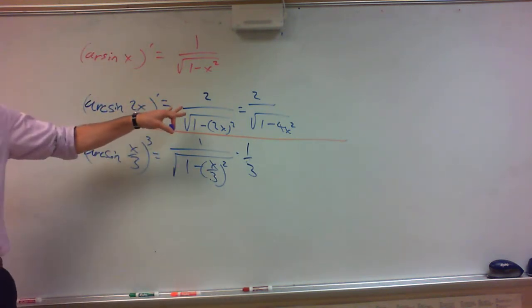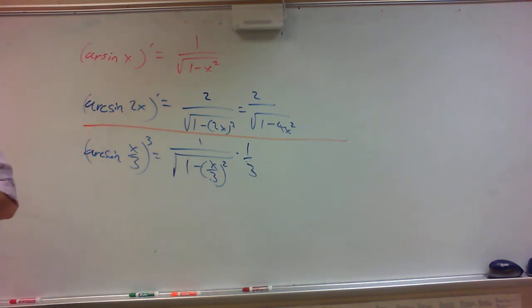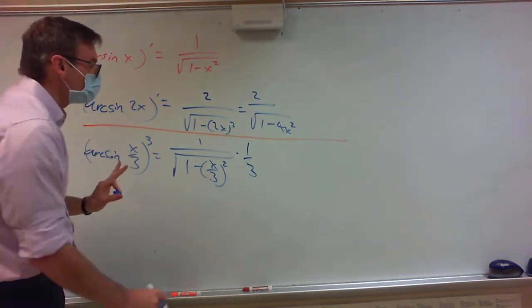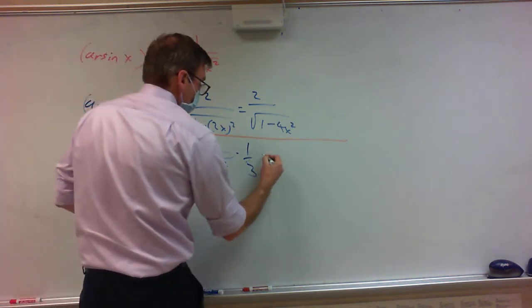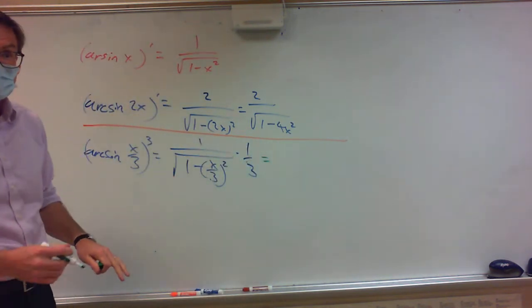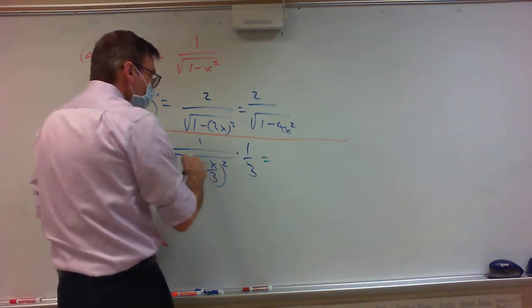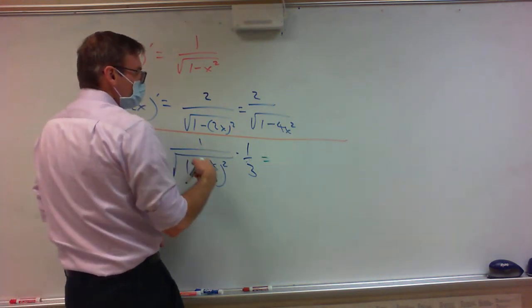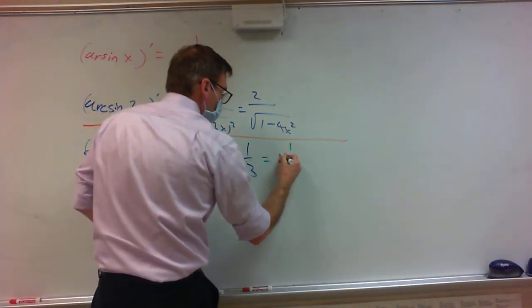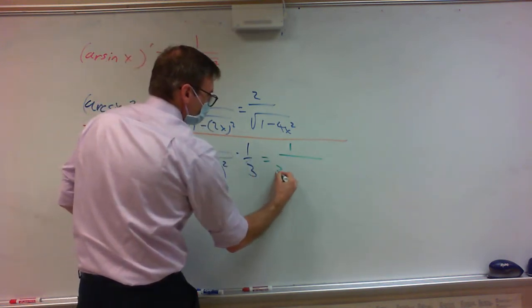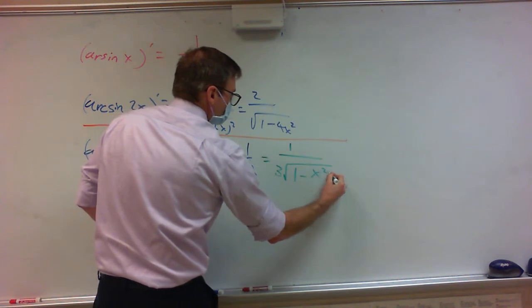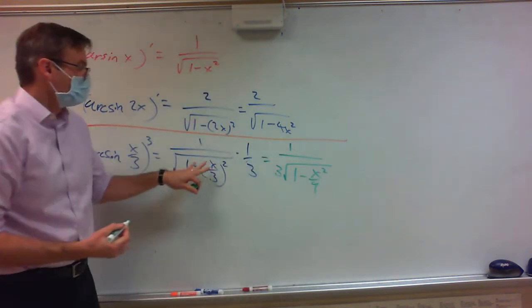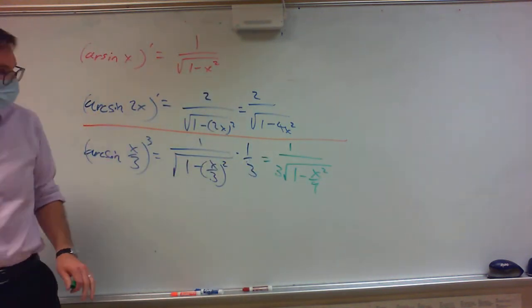Same idea. Now, it's been a few months, but we did this. I want you to think of this as, because we've got to clean this up, we can't have this. So I want you to think of this as 1 over, that 3 I'm going to put in front, so that's 3 times the square root of 1 minus x squared over 9. Are we okay from here to here?